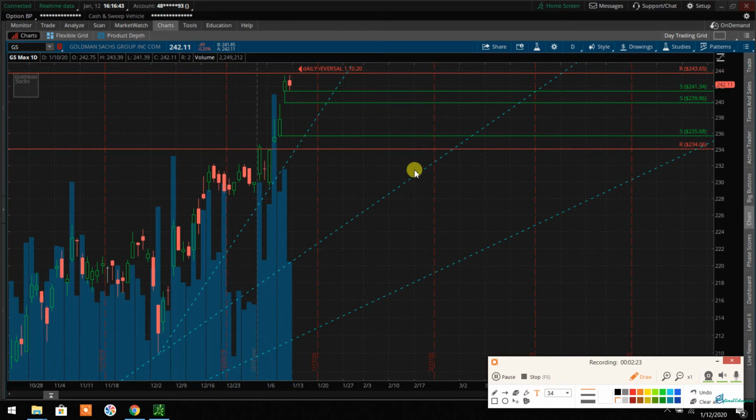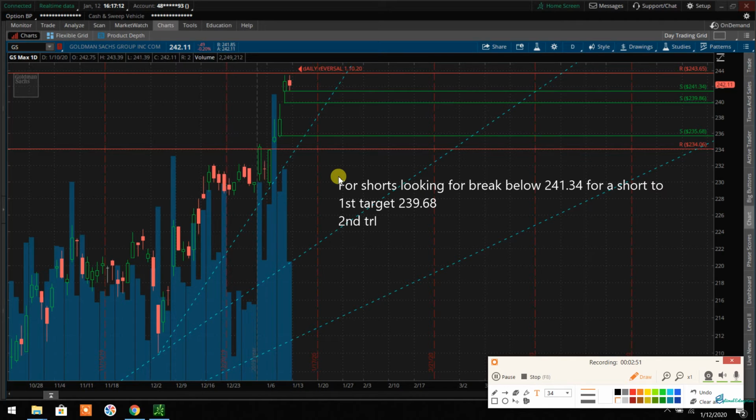So, for shorts, looking for a break below 241.34. For a short, first target, 239.68. Second target, if you want to hold in there, 239.68 is going to give you more than 100%, but second target, if you want to hold in there, 235.68.